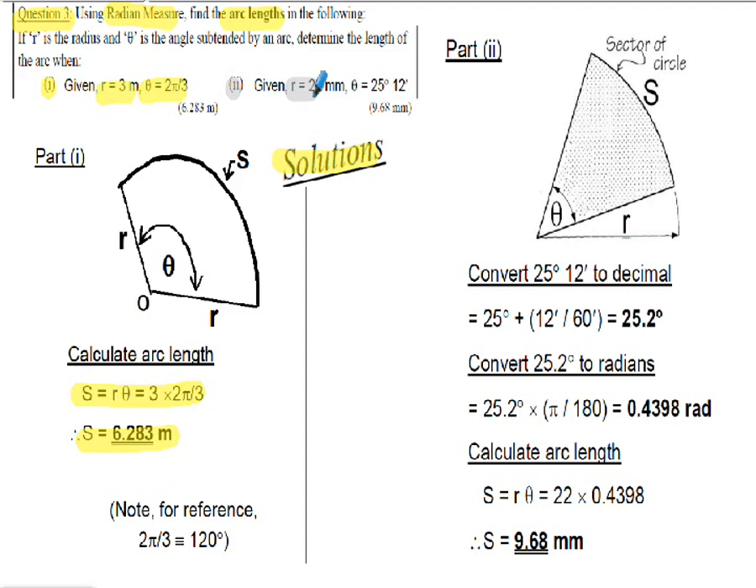We're given the radius is 22 millimeters, but the angle theta here is in a mix of decimal notation, degrees and minutes. So the first thing we need to do is to convert the degrees and minutes into decimal degrees and then into radians. Then we can apply the S equals r theta formula and calculate the value of S.